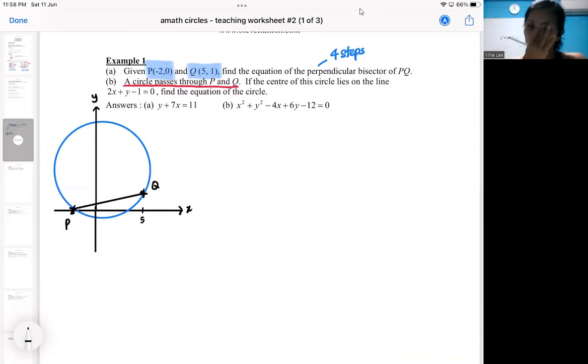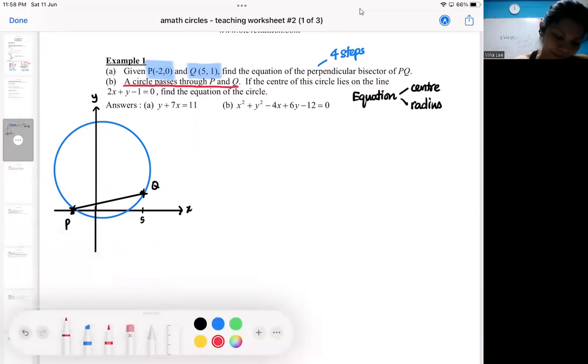And then they mention something about the center lying on a particular straight line, and your job is to find the equation. So the thinking process will be very simple. In order to get the equation of a circle, I will need 2 items: the center and the radius. If I can get the center and radius, I plug them into the general form and do my expansion. So in this question, you have to apply that the perpendicular bisector will pass through the center. From the first part, we already got the perpendicular bisector.